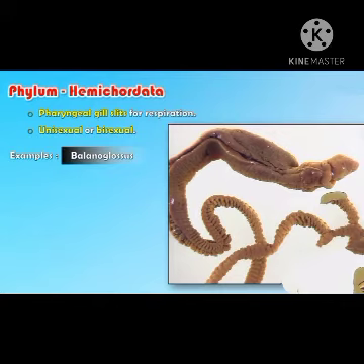Balanoglossus is considered a connecting link between non-chordates and chordates. This animal shows the characters of both the groups. Hence, it is a viewpoint of evolution.